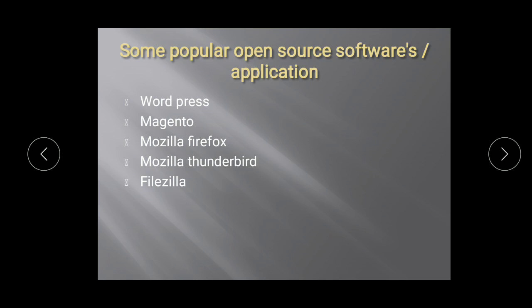Then the next is some popular open source software applications. There are many applications. Today we'll be going with the first 5, that is WordPress. WordPress is the world's most popular blogging platform, used by a staggering 202 million websites. So WordPress is open source software which is used by 202 million websites for accessing their code.